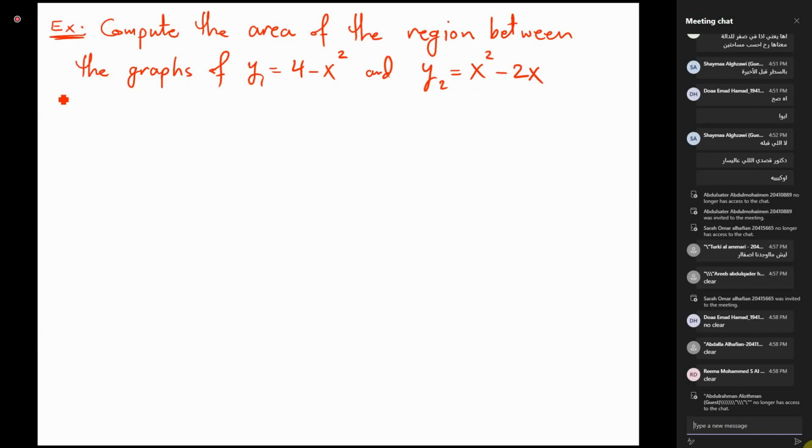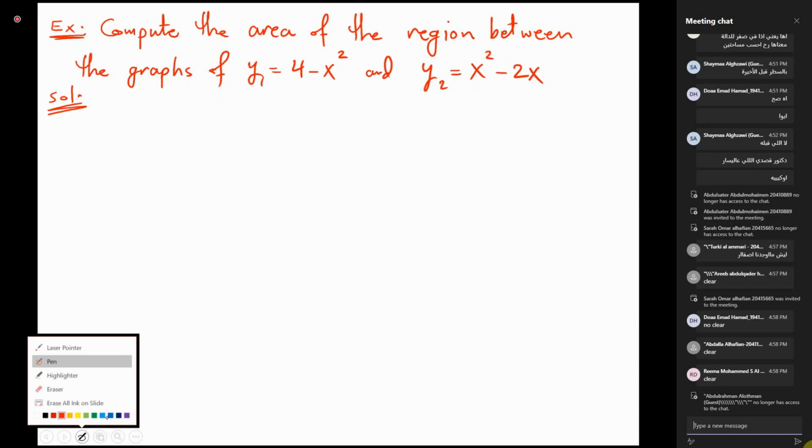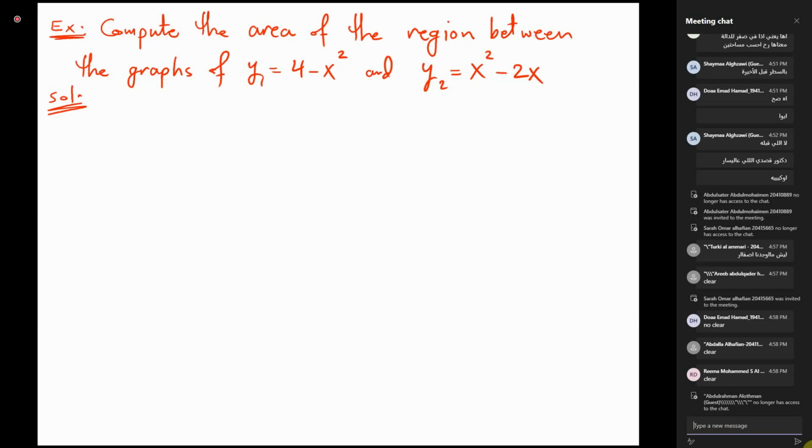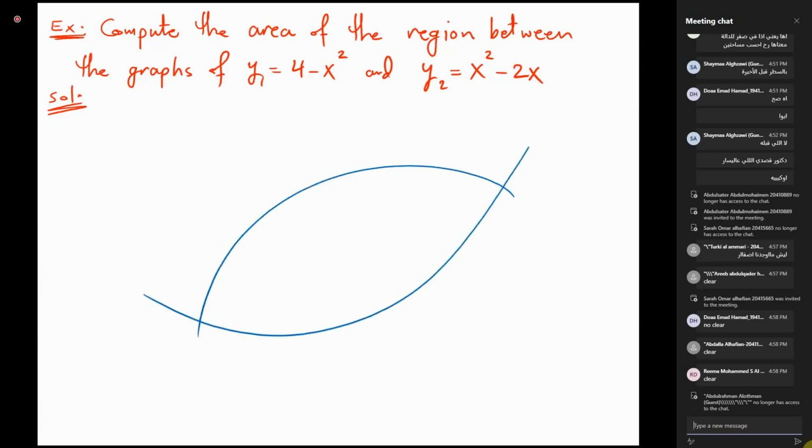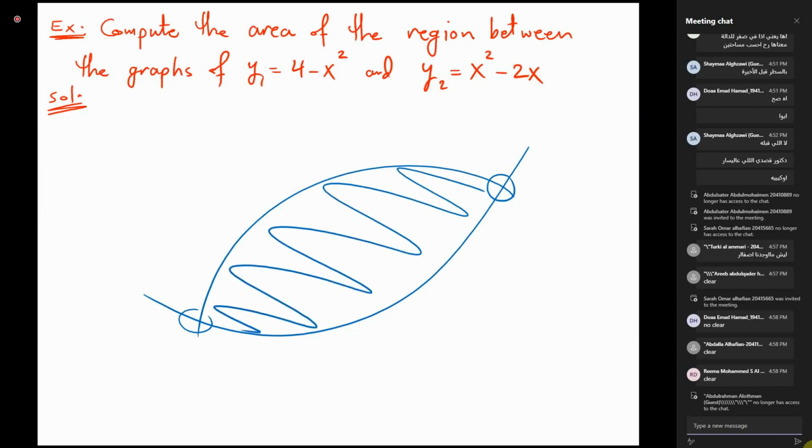Okay, so in this case we need to find the intersection point. This is called the intersection point, not zeros of function, because we need to find the region between two curves. We don't have from A to B. So we need to find the intersection point to find the closed area between f of x and g of x, or y1 and y2.